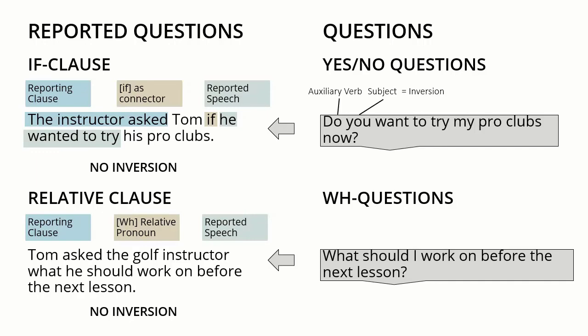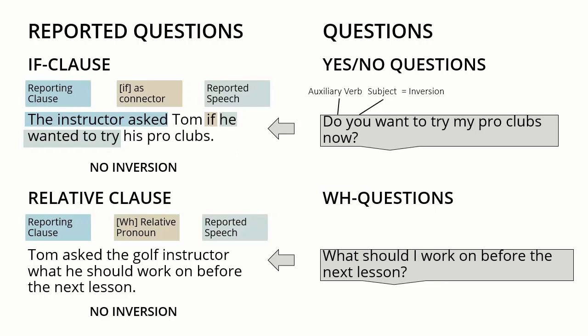With regular questions, we often invert the auxiliary verb, then the subject, and the main verb. But with the reported question, there is no inversion. So after if, it's just a statement. We need a subject, he. We need the verb, wanted, to try, and then the object, his pro clubs.